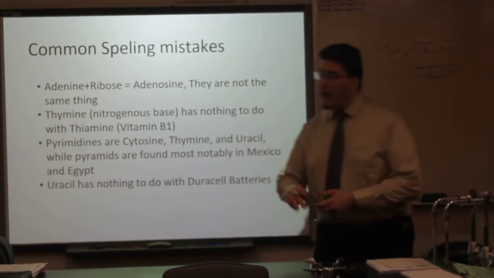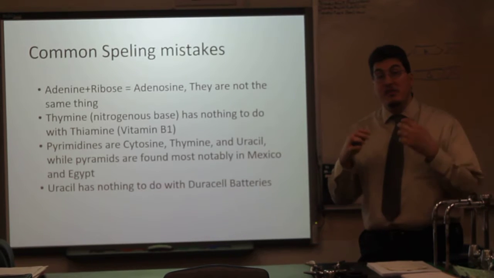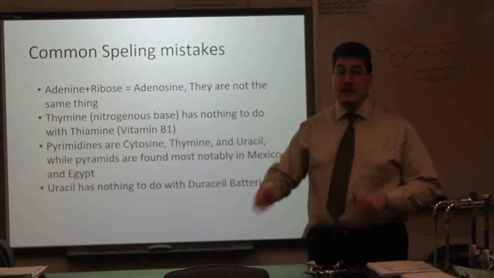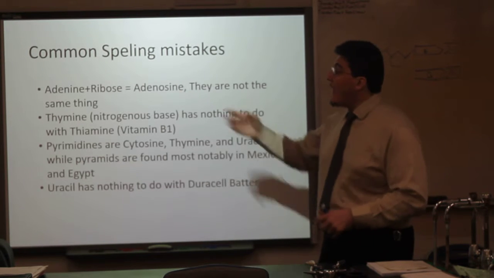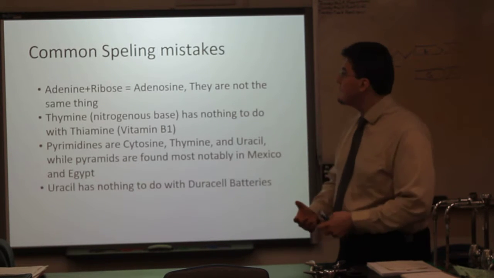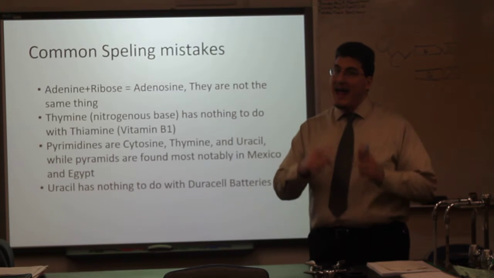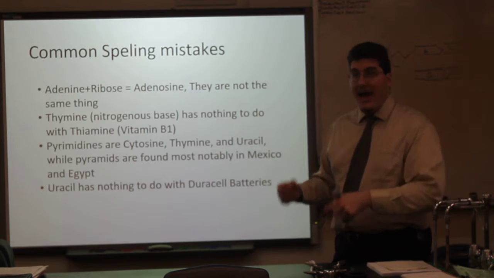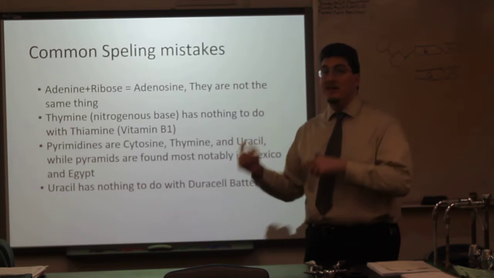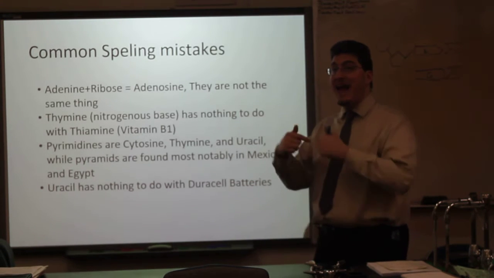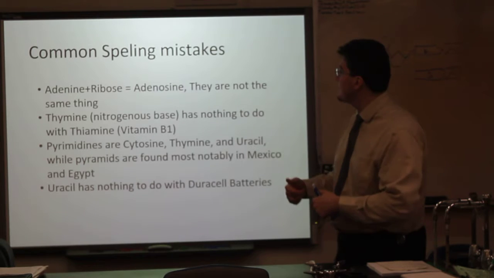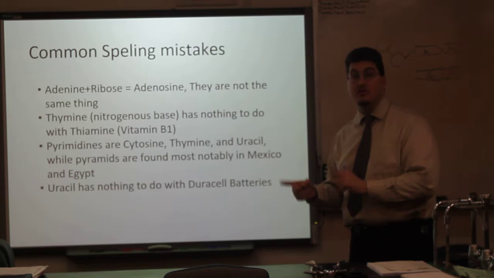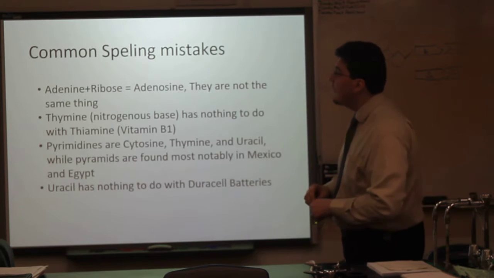So, some common spelling mistakes, things that are specifically no-nos on the Cambridge exam. Adenine is a nitrogenous base. Ribose is a pentose sugar. When you add adenine and ribose together, you get adenosine. Adenosine is the combination of adenine and ribose together. They are not the same thing. Adenosine is not the same as adenine. Do not confuse the two.